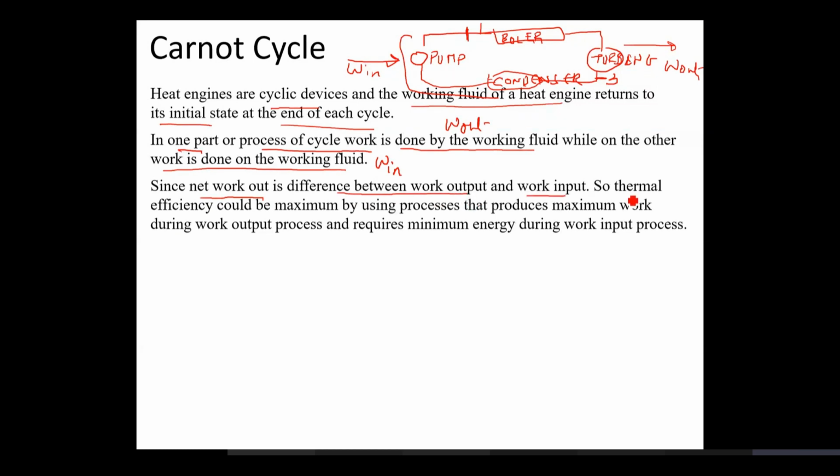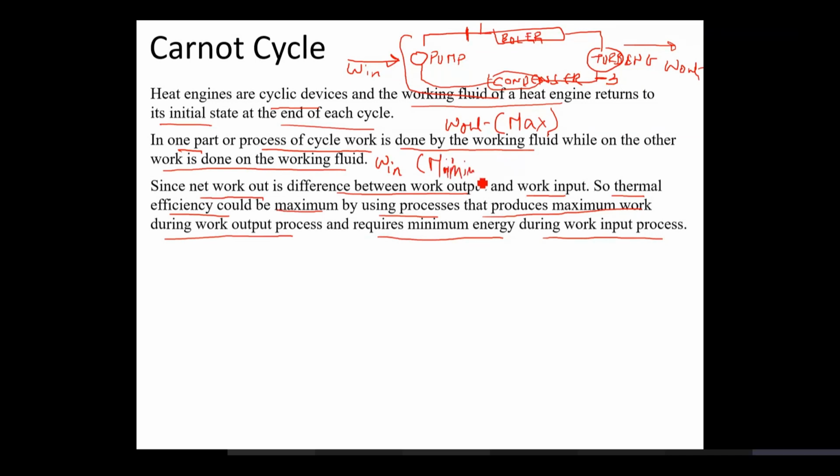And so the thermal efficiency would be maximized by using processes that produce maximum work during the work output process and require minimum energy during the work input process. You remember that the work you're getting out of the system should be maximum and the work in that you are giving to the system should be minimum.